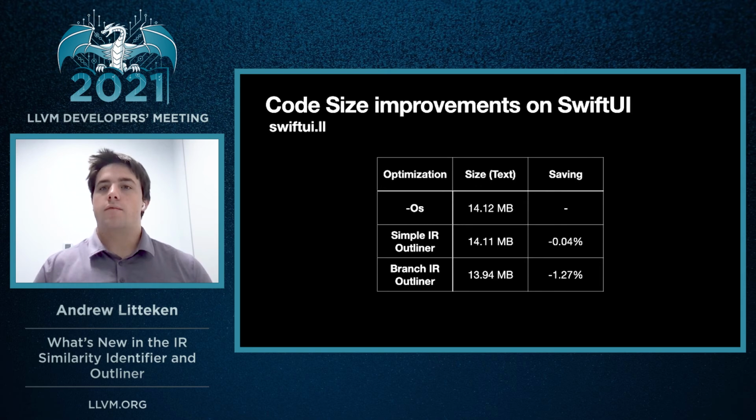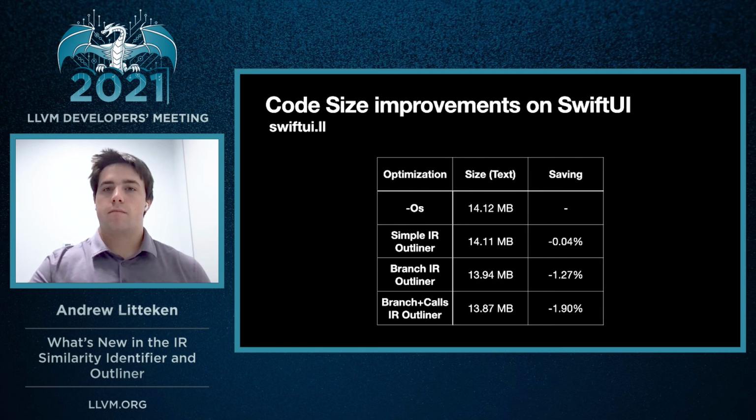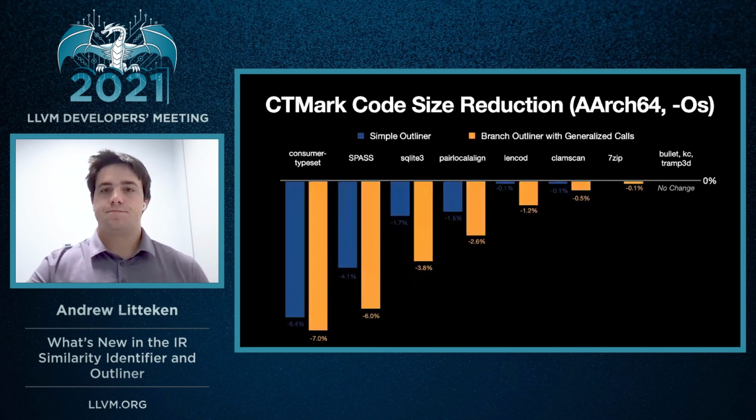After adding the branch outlining, this increased our code size reduction in the SwiftUI project to 1.27%. And with more generalized call instructions, this increased to 1.9% code size reductions in the SwiftUI project. We also tested the outliner on the compile time suite and found similarly beneficial results on top of current size optimizations in CTMark, with large improvements in many different benchmarks, specifically SQLite 3, LeetCode, and SPass. We found a 2.2% average code size reduction in CTMark, which is a 70% increase over the simple outliner last year.